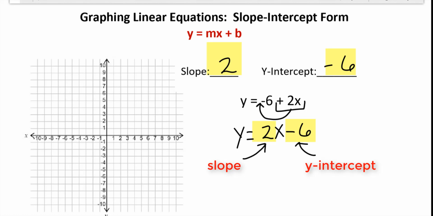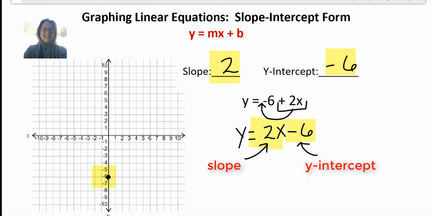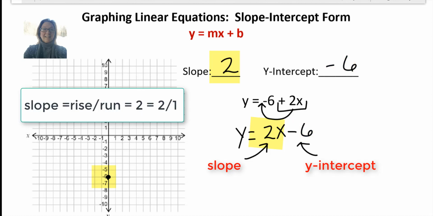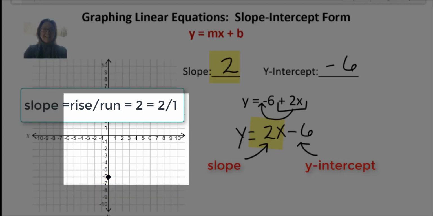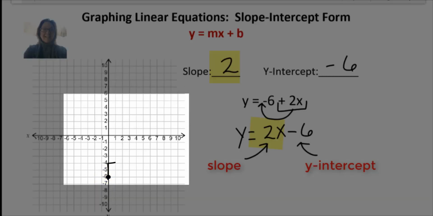When you graph, start with the y-intercept. We will start by putting a dot on the y-axis at the point of -6. Next, we look at the slope. Our slope is a positive 2, which means that it rises 2 and runs 1. Let's place a few dots by using the slope. Rise 2 and run 1. Rise 2 and run 1.